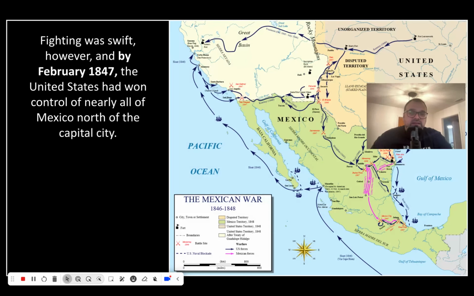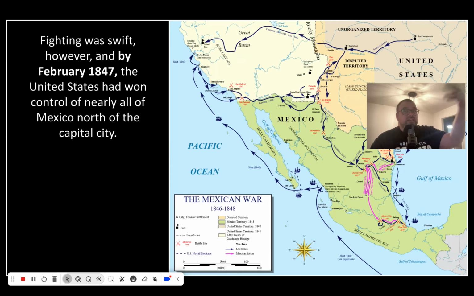So here you can see on the map where these battles took place. The black lines are U.S. troops. So we see some invasion into the Rocky Mountain territory. You see some disputes and battles taking place here in what is now New Mexico. Okay, in Los Angeles, in California. Again, this was also important for California.